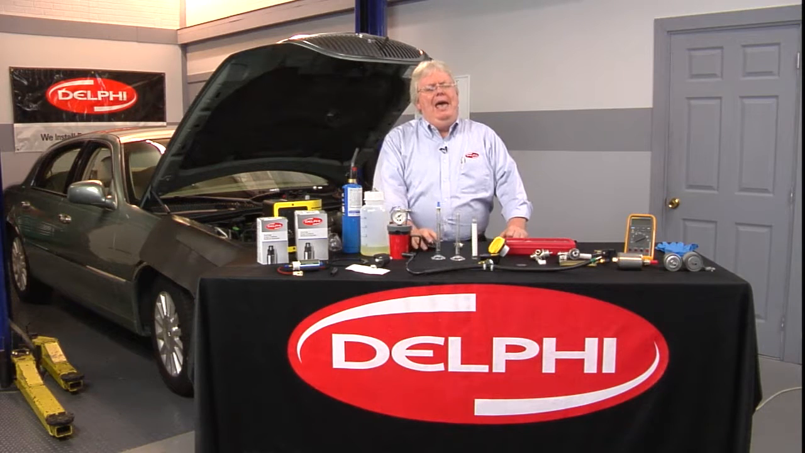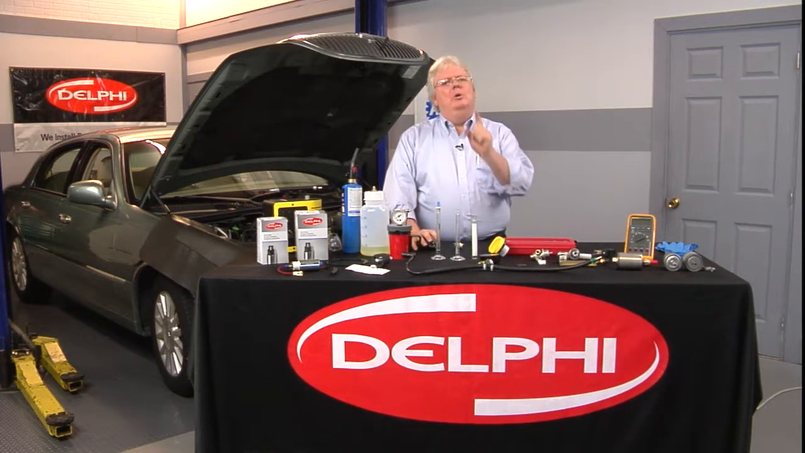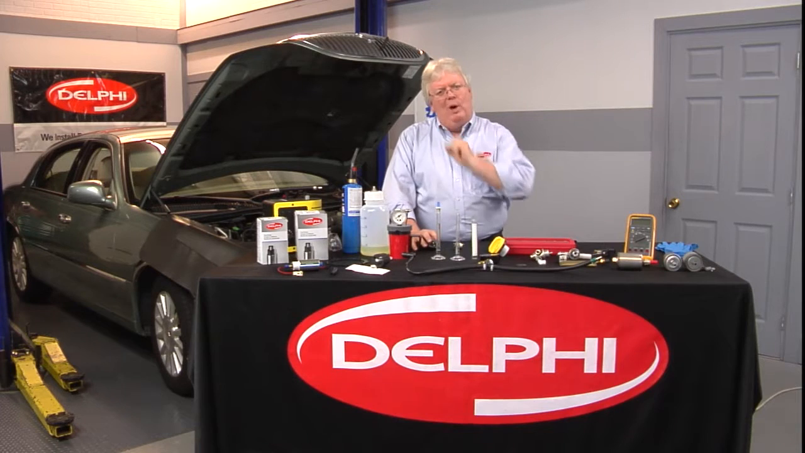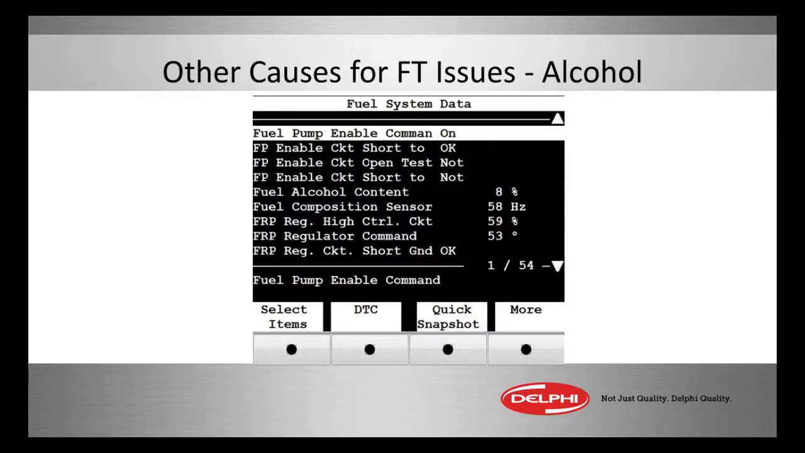Now let's take a look at fuel with alcohol in it, and we'll wind out for today's program. You have this PID here on a GM flex fuel vehicle. It says 8% alcohol content because its alcohol composition sensor is at 58 hertz. When you see something like that in a flex fuel vehicle, that's A-OK. Let's watch a little clip on how to determine what your customer's vehicle's fuel composition is with some simple hands-on tips.